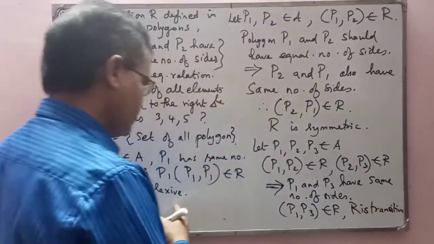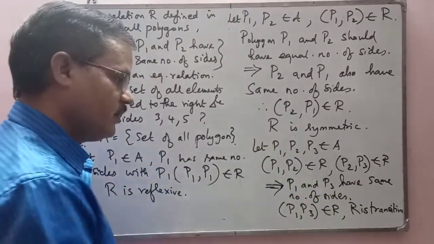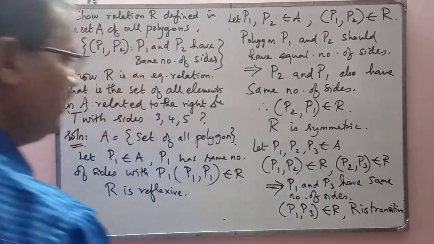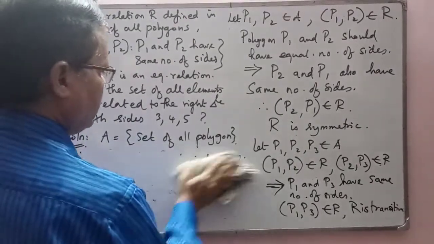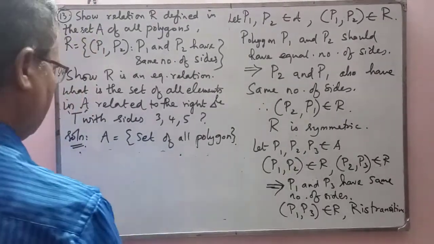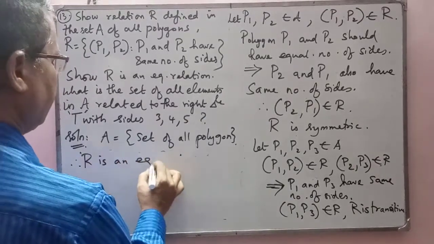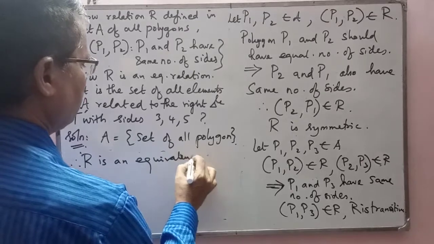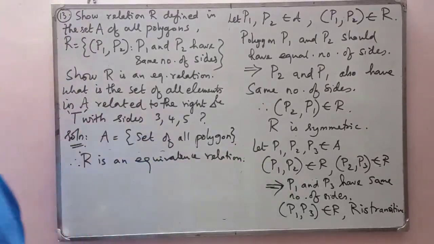So we have proved it is reflexive, it is symmetric, it is transitive. What does it mean? It means R is an equivalence relation. That we'll write now. Therefore, R is an equivalence relation. So we have completed the question. The first part is over. Look at the second part.